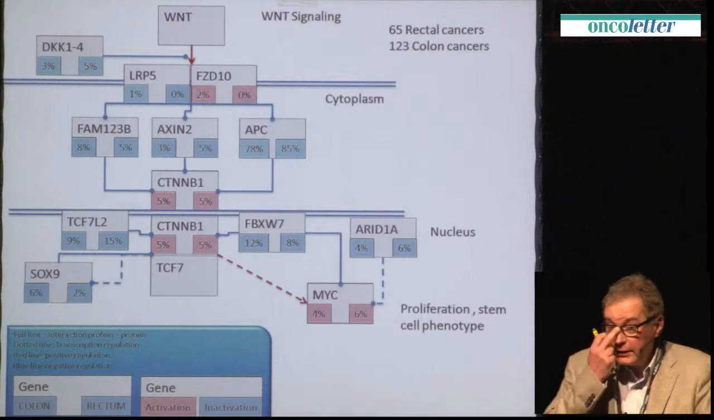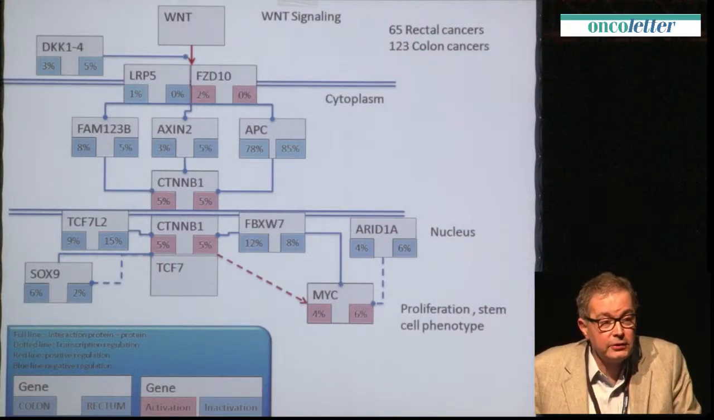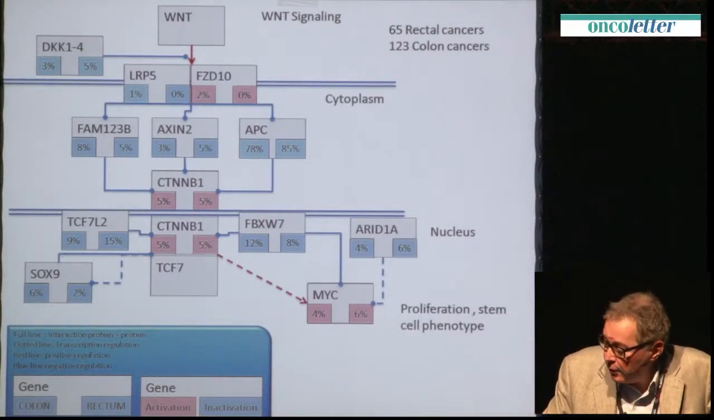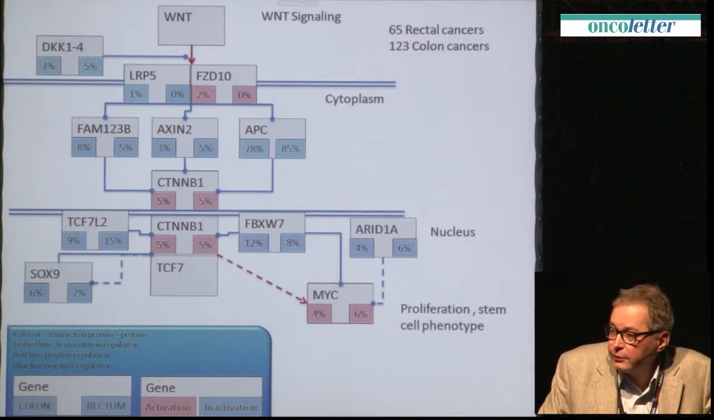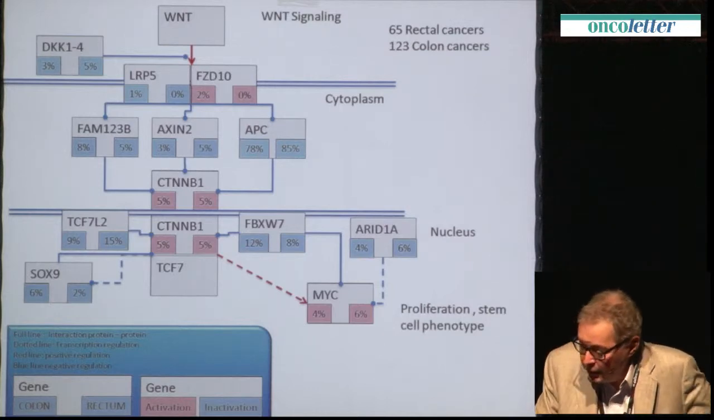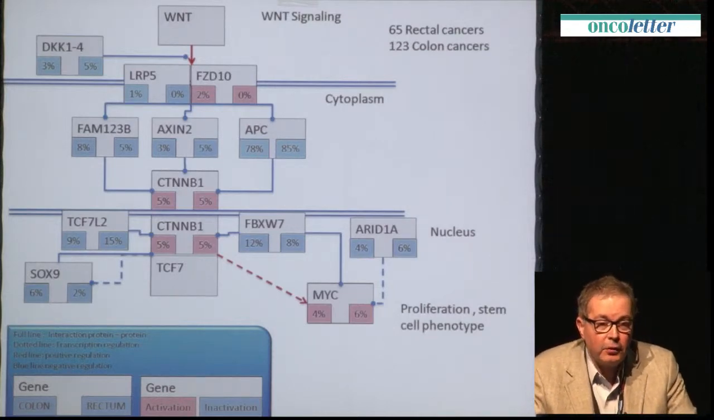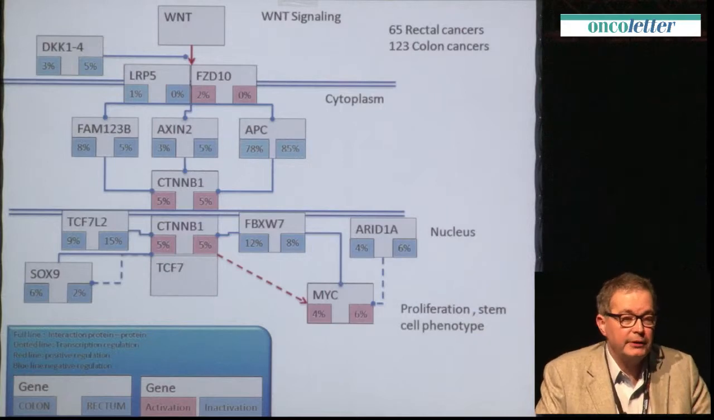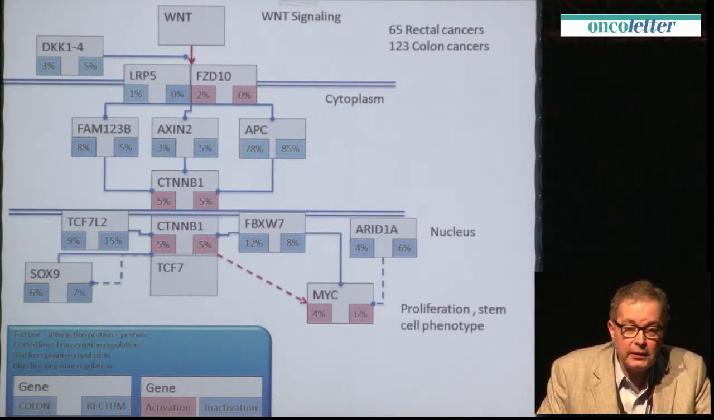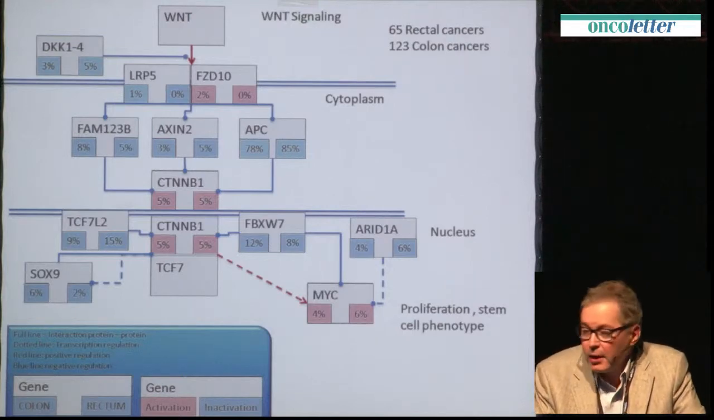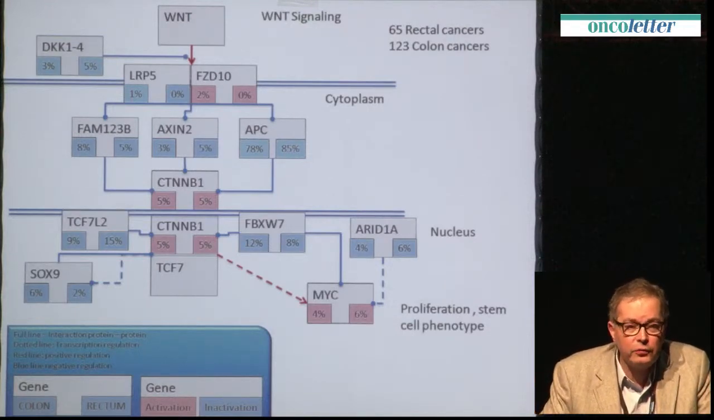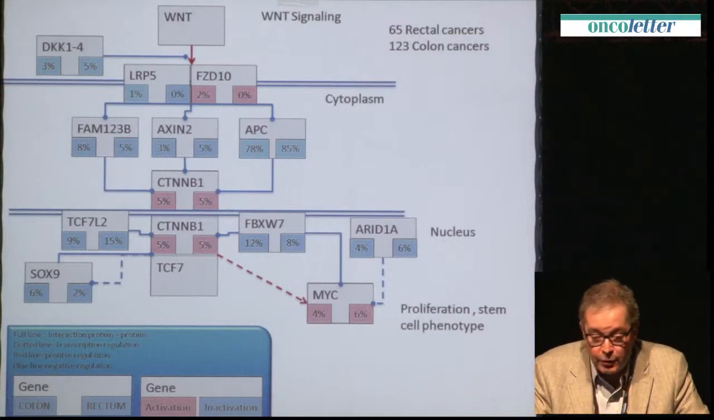Since there is no data in the literature concerning mutations in the different pathways, I looked at what data are available in TCGA, the Cancer Genome Atlas initiative, which put online everything that has been done in terms of exome sequencing in different tumor types. In particular, there are more than 250 colon and rectal tumors that have been sequenced by exome sequencing.